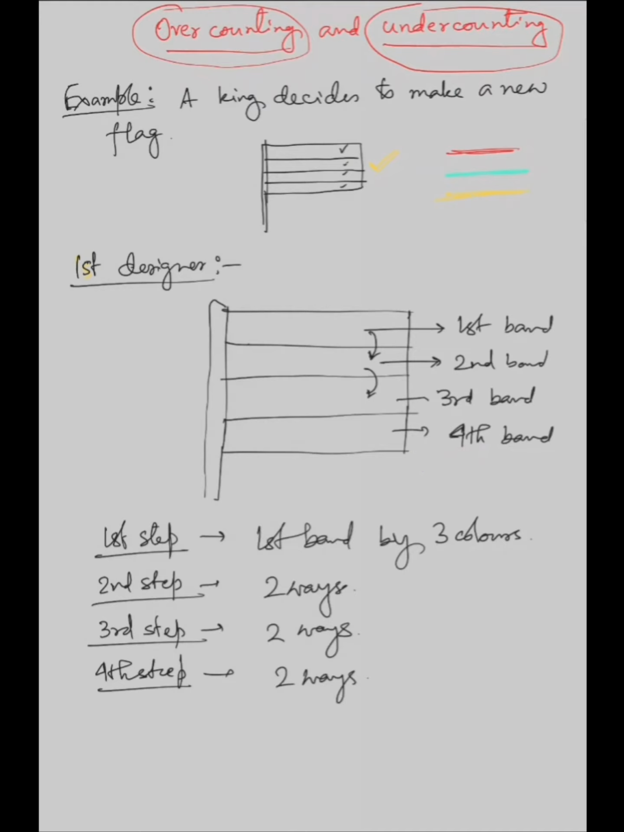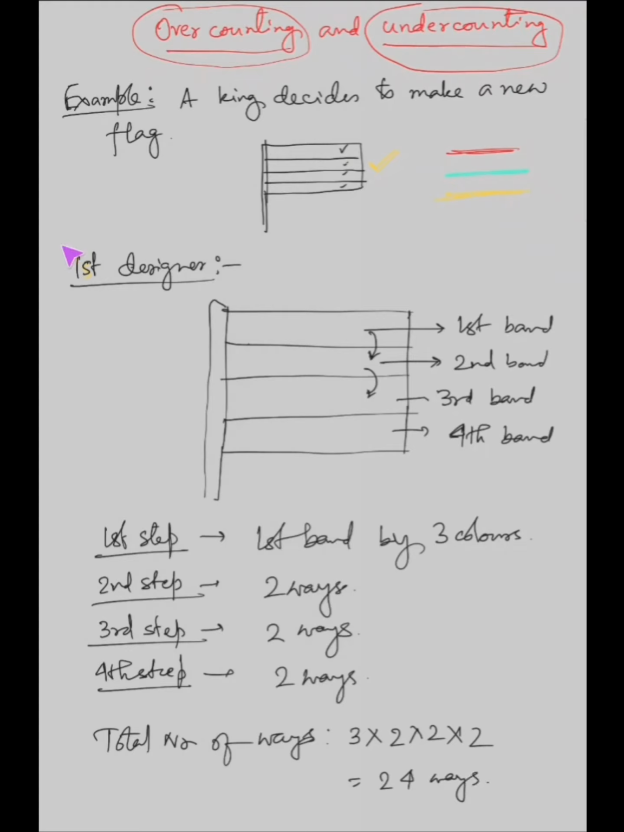Okay, so what do we get? The total number of ways is 3 into 2 into 2 into 2, so 24 ways.